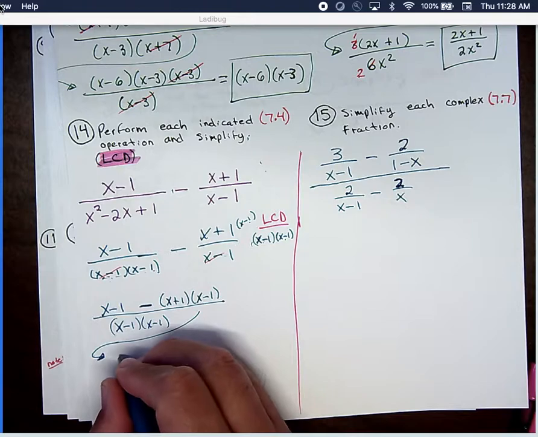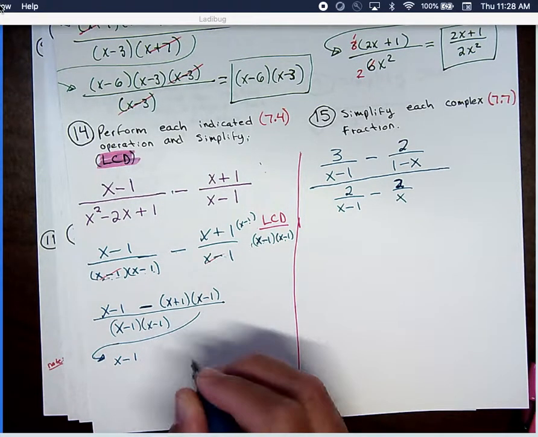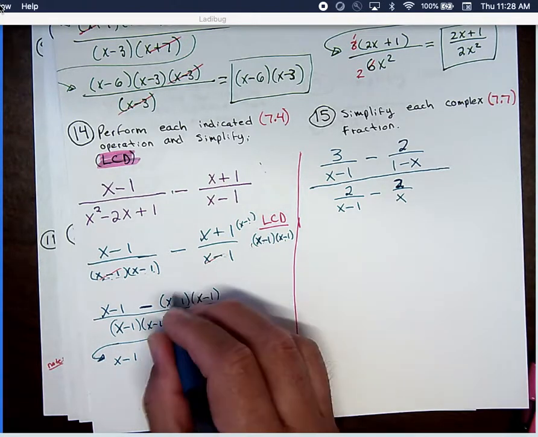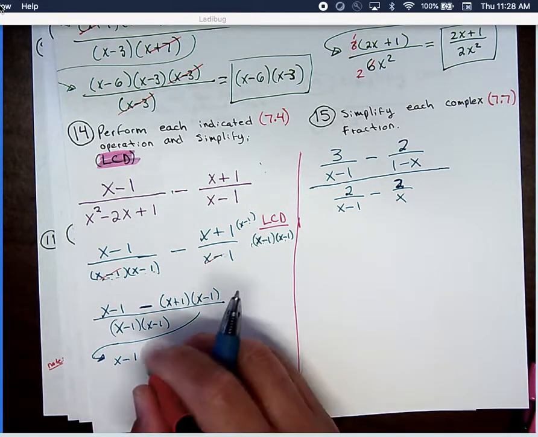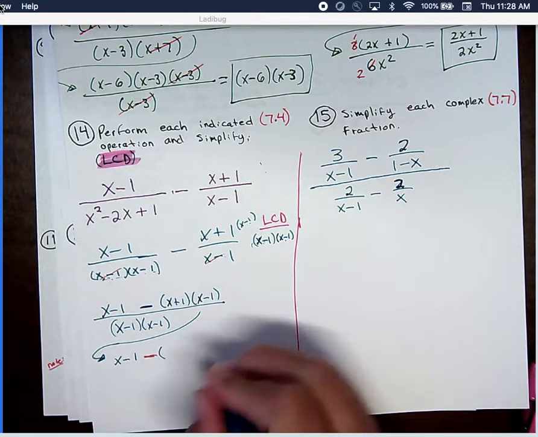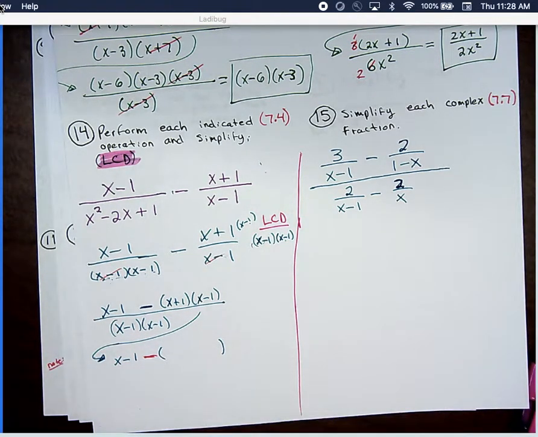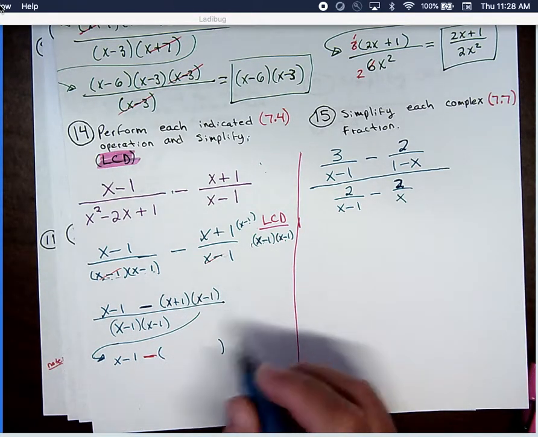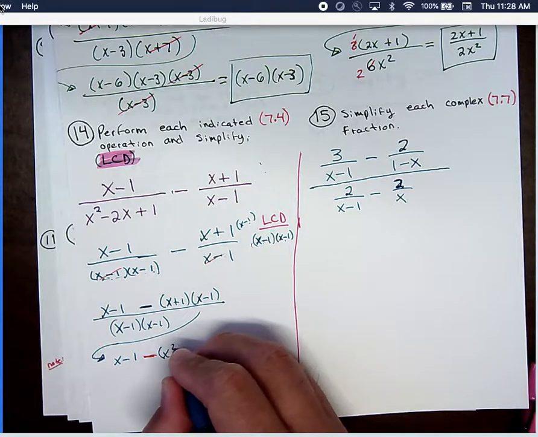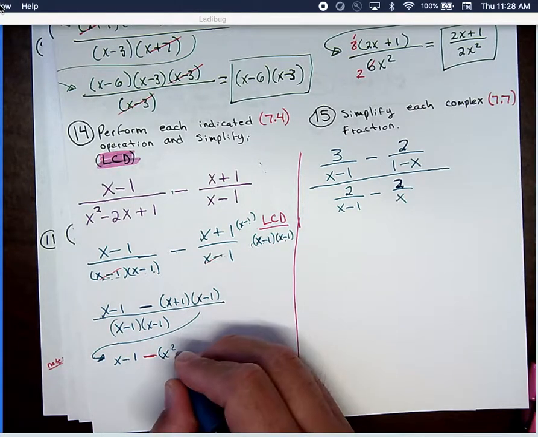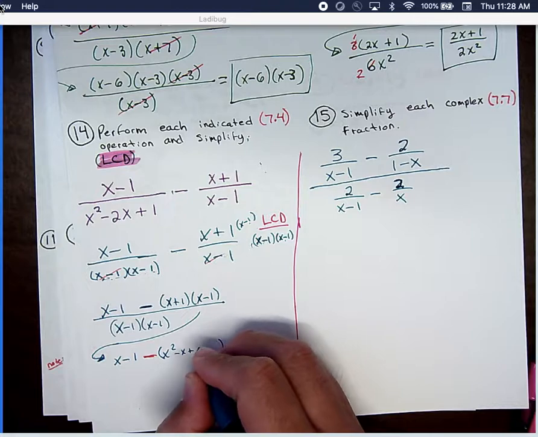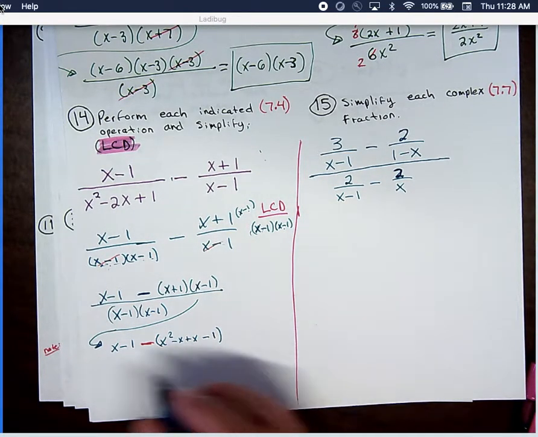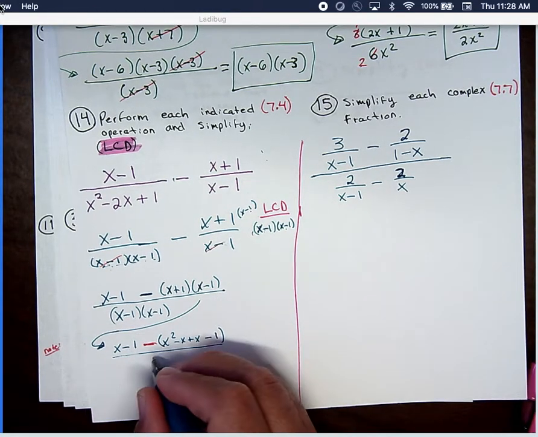So now let's rewrite x minus 1, and then I'm going to do the FOIL for this one. So I'm going to put a negative here, and then everything's going to be in parentheses because all of this is in parentheses. So x squared minus x plus x minus 1. And that's over the LCD.